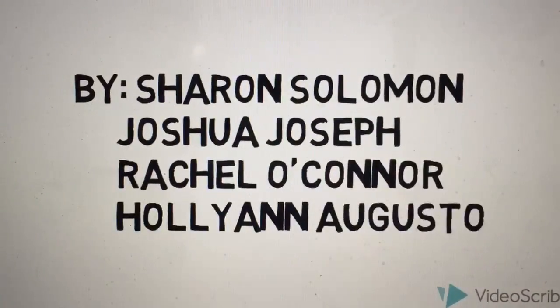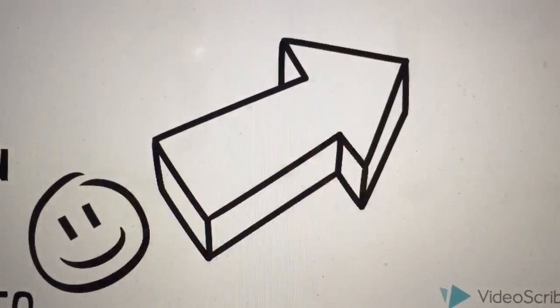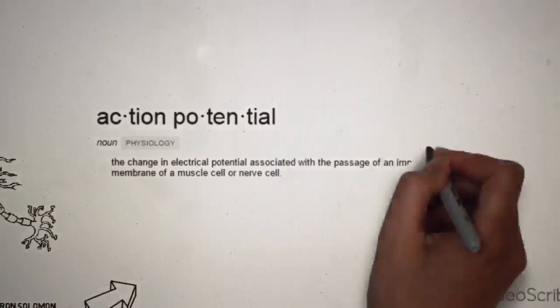An action potential is the change in electric potential associated with the passage of an impulse along the membrane of a muscle cell or a nerve cell. The building blocks of the nervous system, which perform action potentials to relay information throughout the body, are called neurons. When a stimulus is introduced, a signal travels through the neuron in the form of electrical impulses.